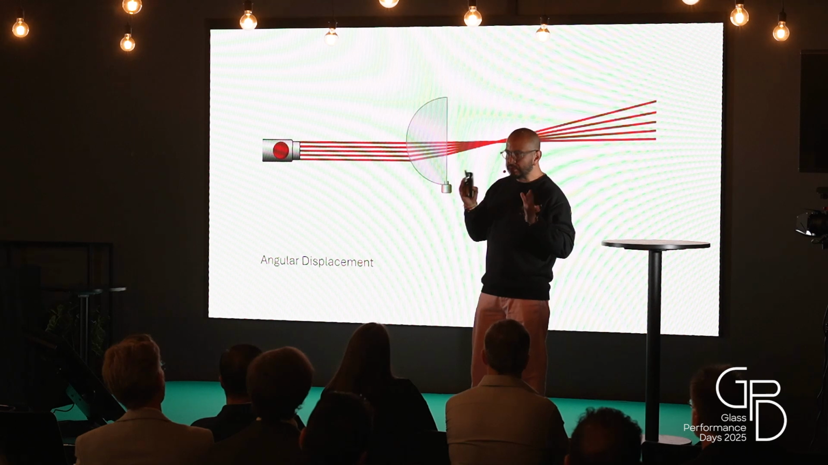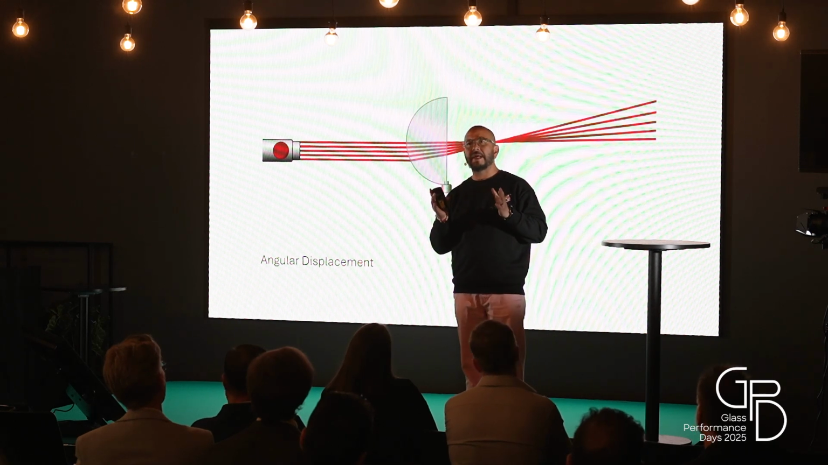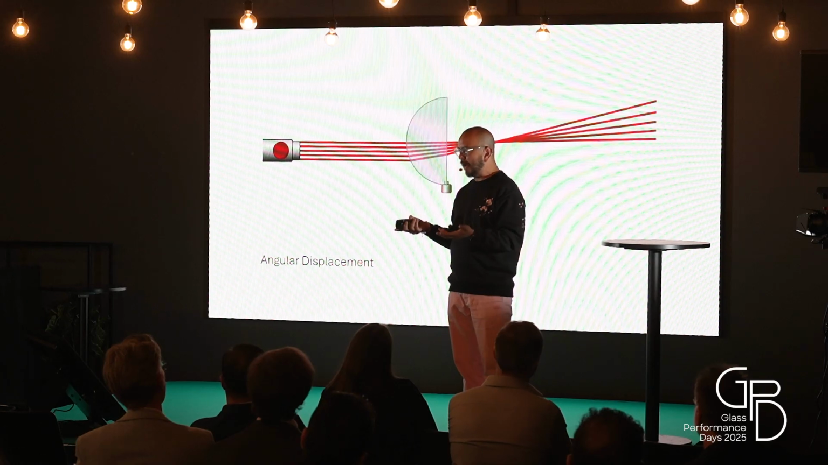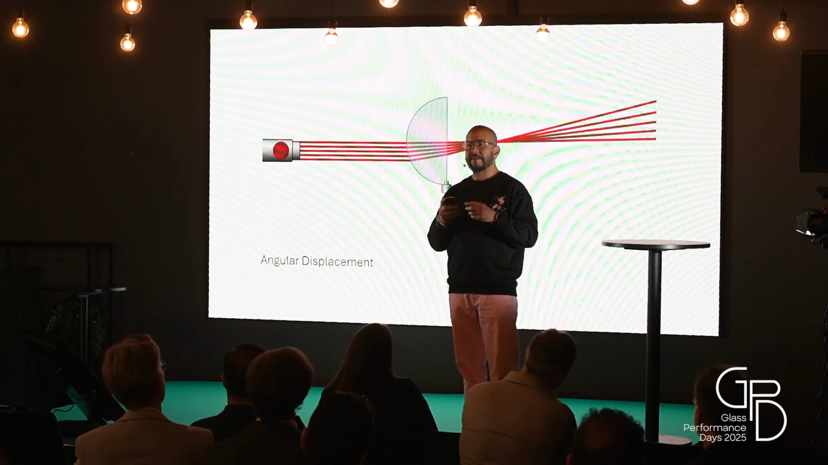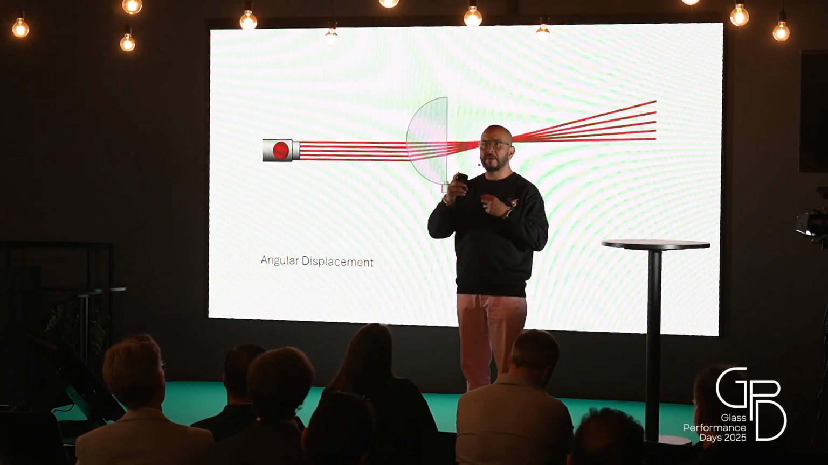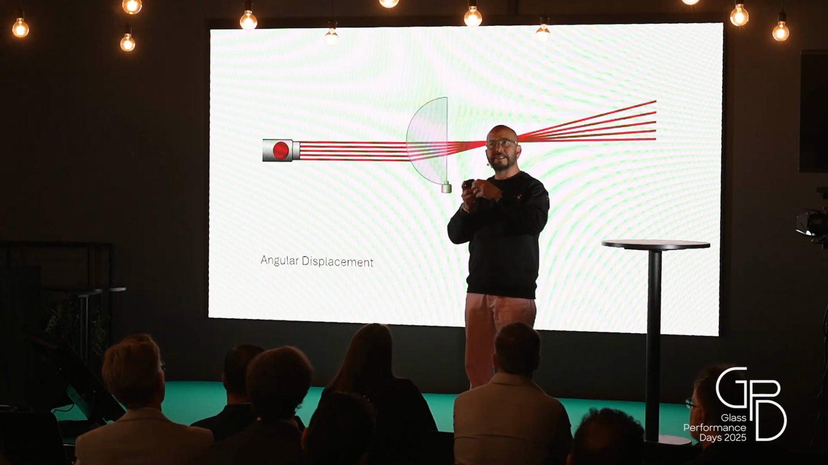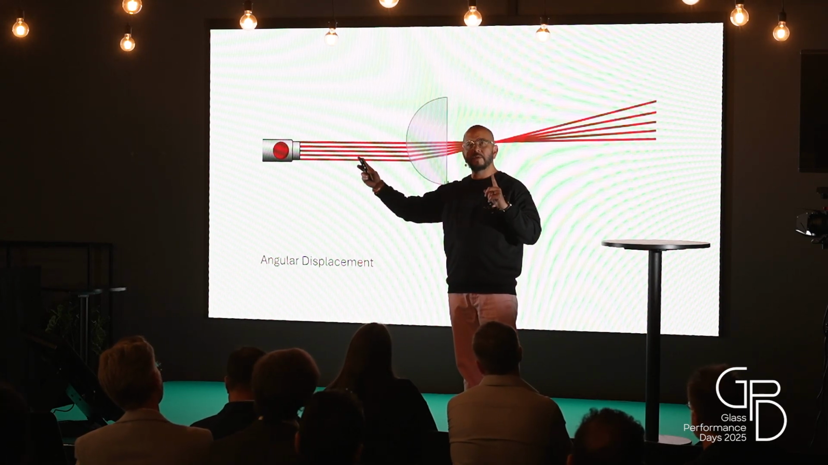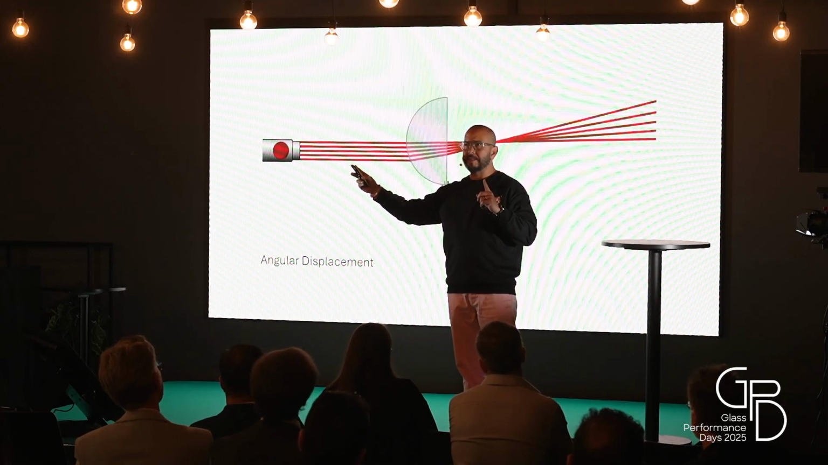Now, when the two surfaces of the transparent material are not parallel, then we have this thing called angular displacement. The light shifts and moves, but the image also gets distorted, and the funny thing here is it gets worse the farther away the image is.